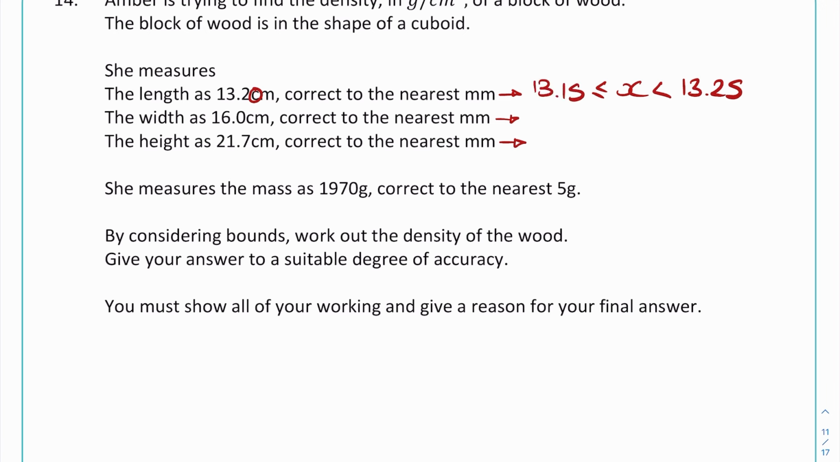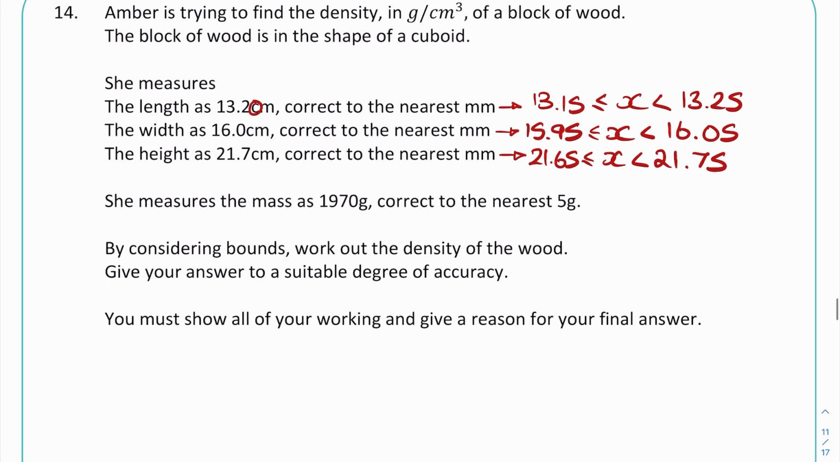13.15 on the left. The same for the one below. If I start with the upper bound, it'd be 16.05. This is actually a little bit nasty going back the other way because it will drop down to 15 and it'd be 0.95. For the last one there, let's just draw our error interval properly. That would be 21.75 and it'd be 21.65 on the left. So there's our error intervals.